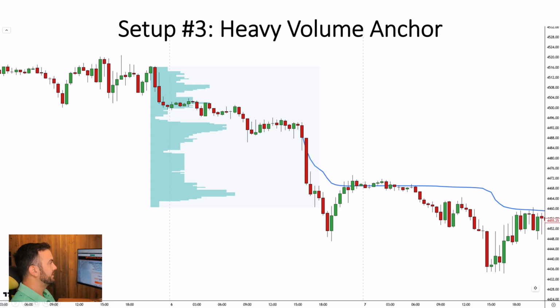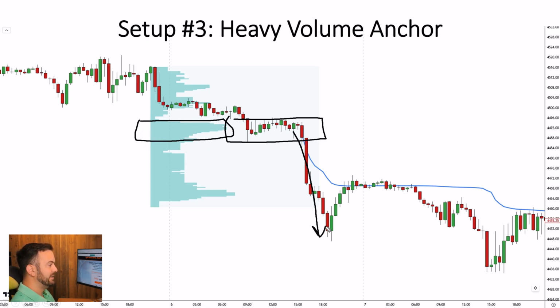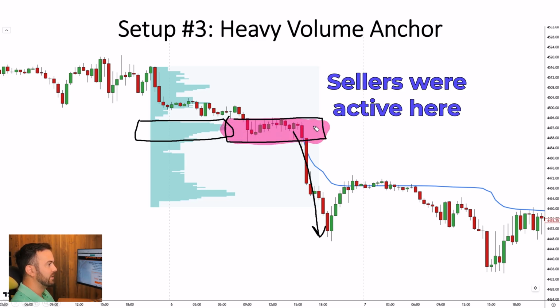Now here is one last example of this. Check out this little rotation where those massive volumes were traded. And as you can see, it is followed by this strong sell-off. So this is telling us that sellers were active here in this rotation, building up their short positions, and then they pushed the price downwards.